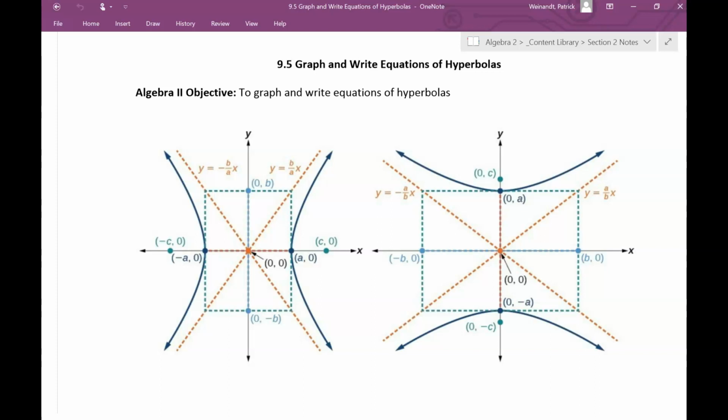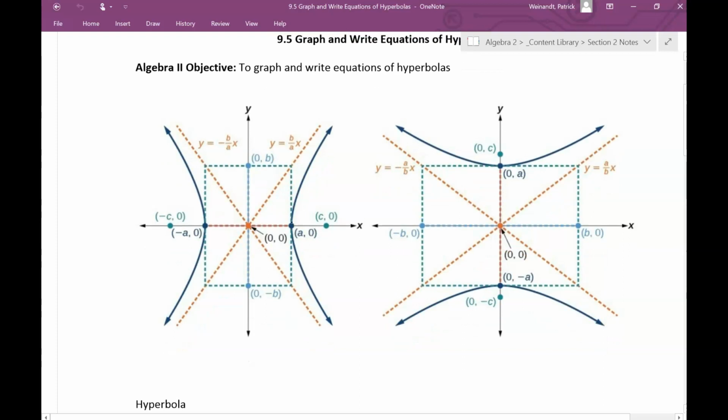And you might have noticed, if you just got done trying to observe what's going on here, that we still have this little point here. We have an A, we have a C, and we have a B again. And the nice thing is that this A is still going to stand for our vertices, just like it did when we were working with ellipses.